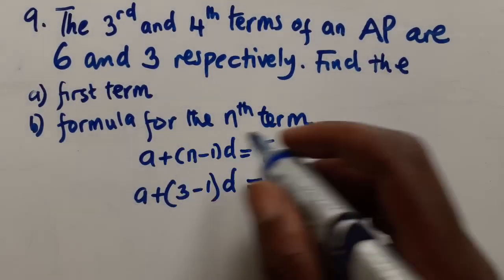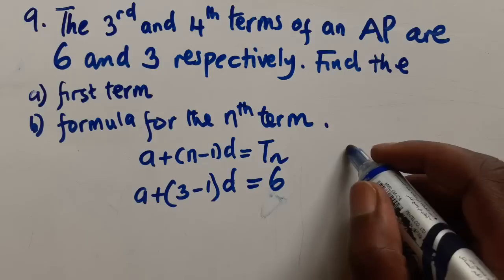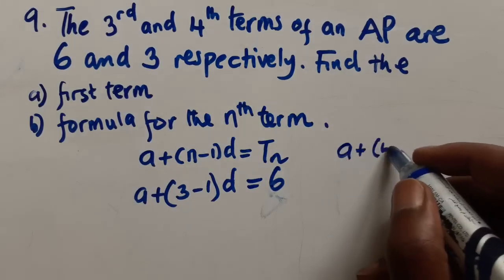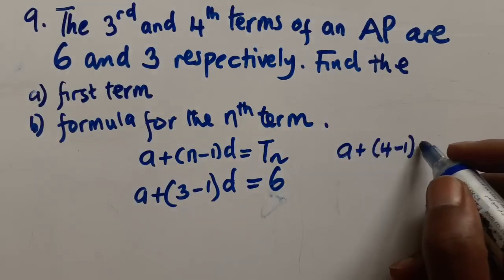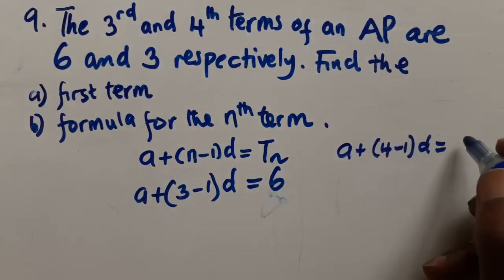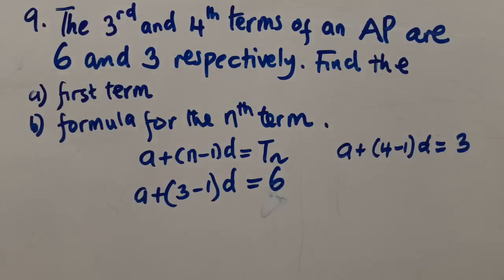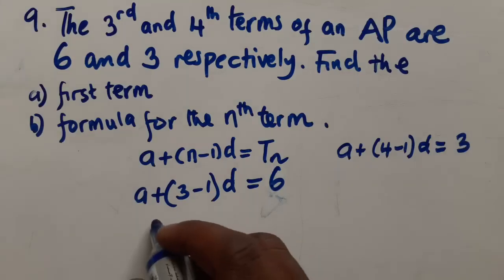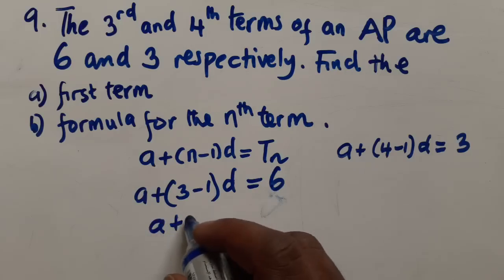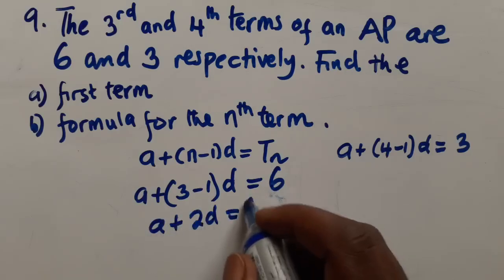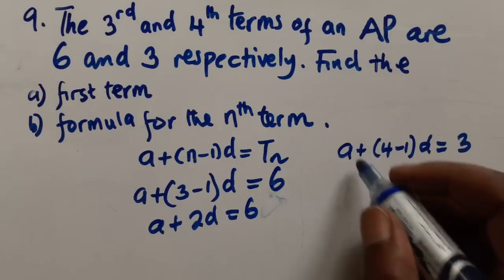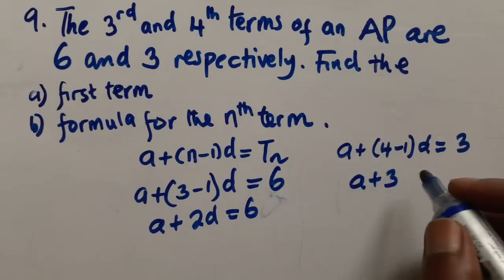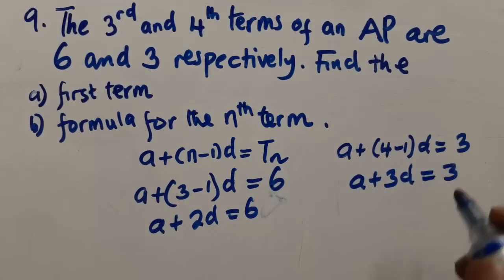And then for the other one here, the fourth term, which is A plus, now 4 minus 1, D is equal to 3, isn't it? So this gives us what? A plus 2D is equal to 6. This gives us A plus 3D is equal to 3.